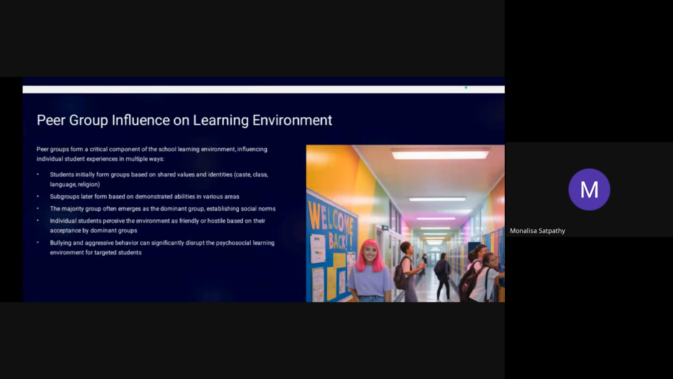Okay, so from various points of view, we can say there is a great impact of the group, or what we call the peer group, on the learning process of the students.